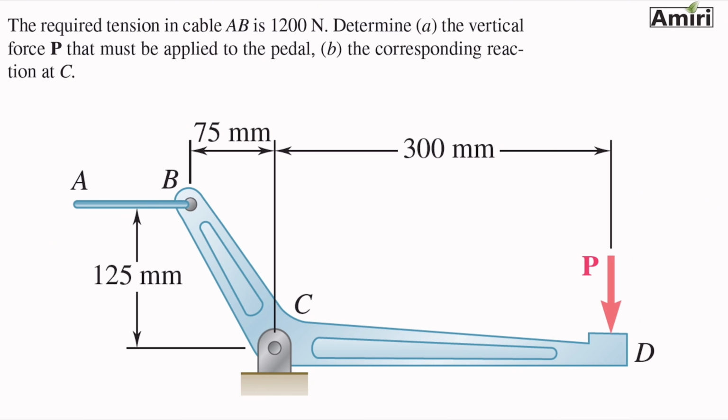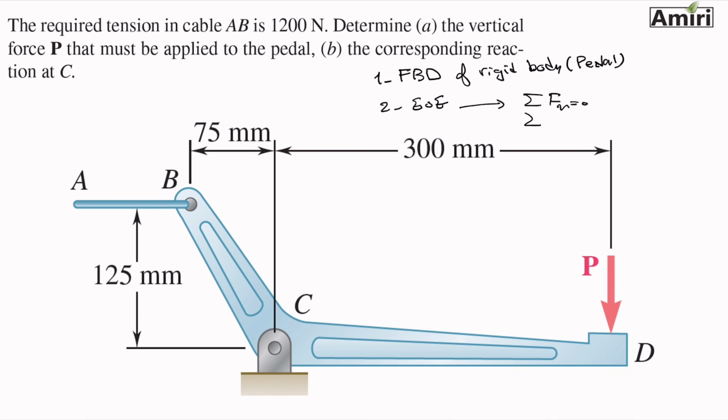Problems involving rigid body always start with a free body diagram of your rigid body, in this case, the pedal. Step 2 is apply equations of equilibrium. We have 3 equations of equilibrium in the 2D case: summation of forces in x being 0, summation of forces in y being 0, and summation of moment about any point you want to pick also should be 0.